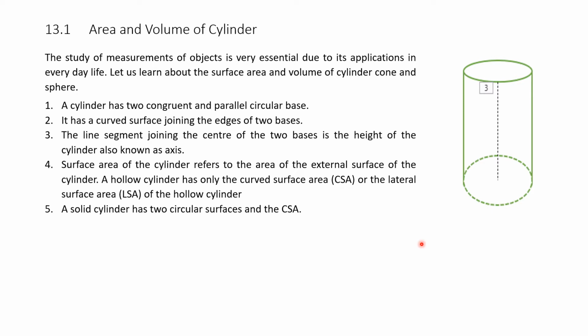A solid cylinder has two circular surfaces and a curved surface. This solid cylinder is completely filled inside. There is no hollowness and it is completely one solid. It has the curved surface area plus its top and bottom surfaces. The total surface area is the sum of two circular regions and the curved surface area.